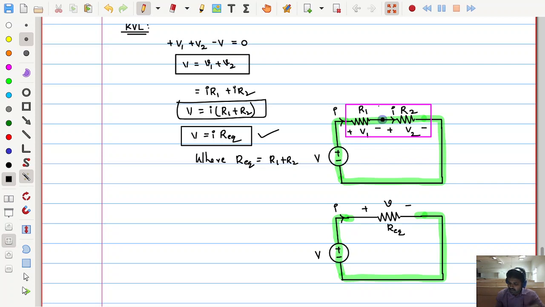Like that, what I am trying to do here is that instead of these individual elements R1, R2, I am trying to merge them: how much is the total value inside this pink color box? The total value is equal to Req. How much is that? It is the sum of these two resistors. This equation is valid only for this series connection of the elements.